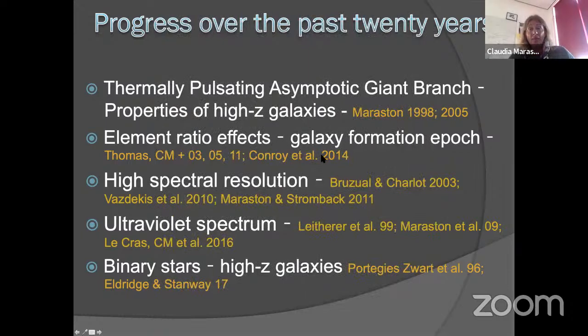At the same time, we also studied how to include detailed element abundance ratios in models, which turn out to be crucial to determine the formation epoch of the most massive galaxies in the universe. In this series of papers, this approach has also been taken by Charlie Conroy in quite a similar way.